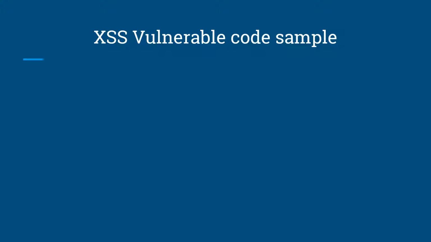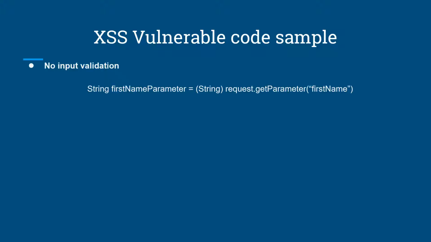Now let's take a look at some sample cross-site scripting vulnerable code. So here we have a simple variable called first name which just got pulled out of a request object. It's being cast to a string and then assigned to a local variable called first name parameter. Now the problem with the use of the local variable first name parameter is that there is no sanitation or cleansing or input validation of the value that was placed in the first name variable. And this can cause a lot of problems.